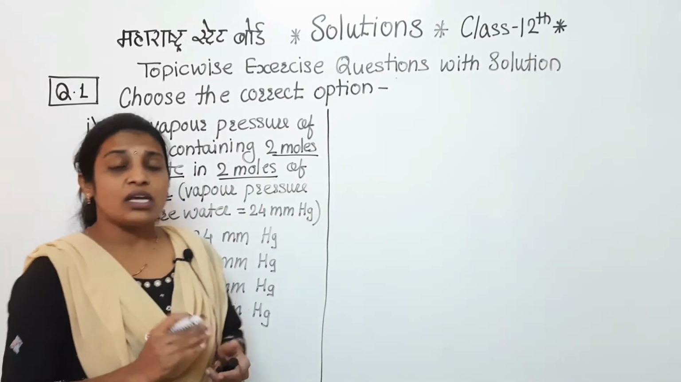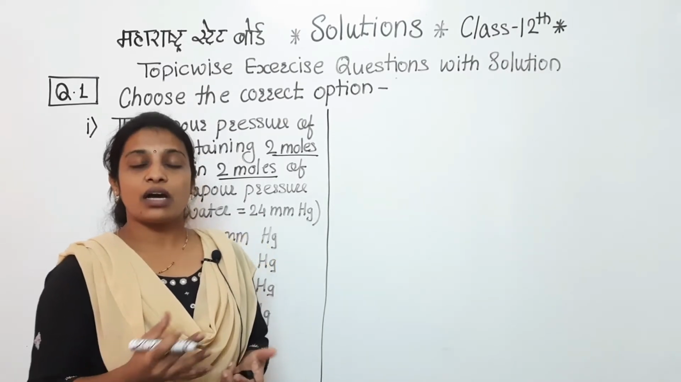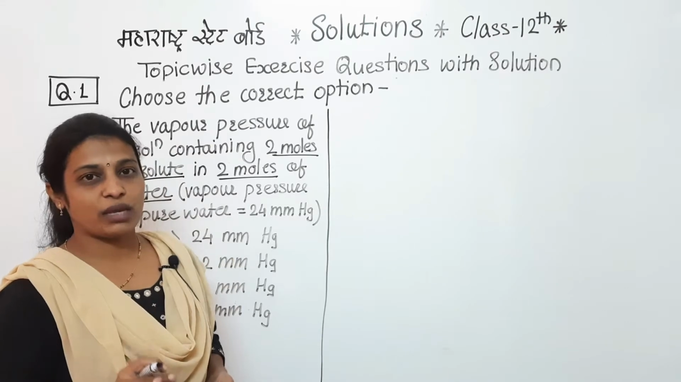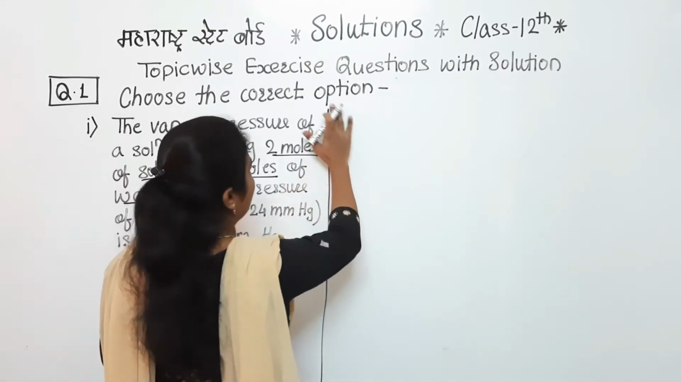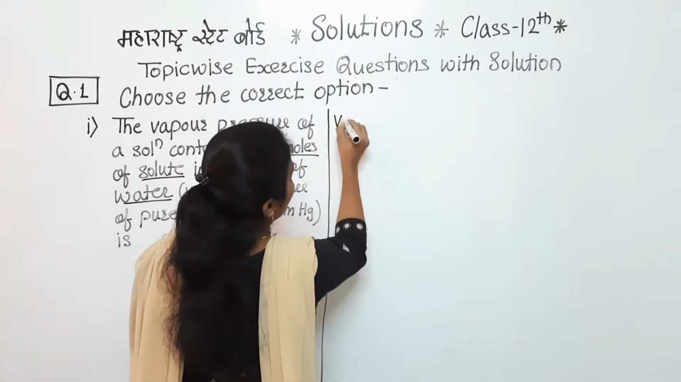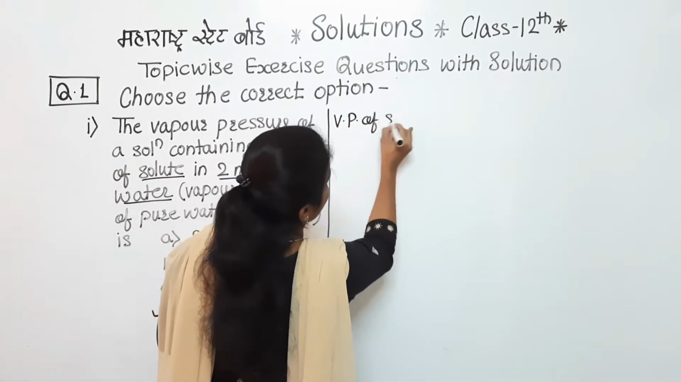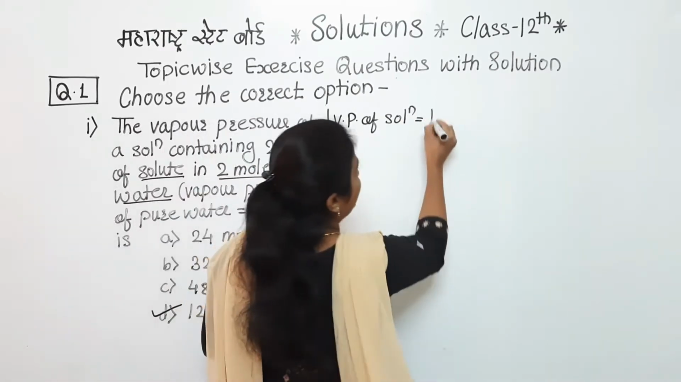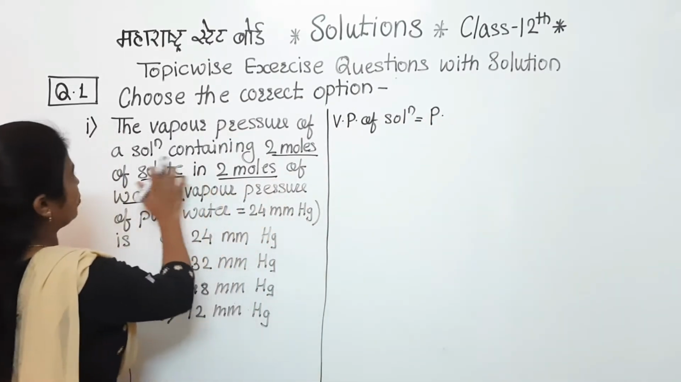D. But if it is an MCQ, and they are asking the question to solve it, then you should be able to solve it. So how to solve it, we will discuss clearly. See, vapor pressure of solution, what we have to find out? Vapor pressure of solution. What is the symbol for the vapor pressure of solution? That is P. Okay, next one.